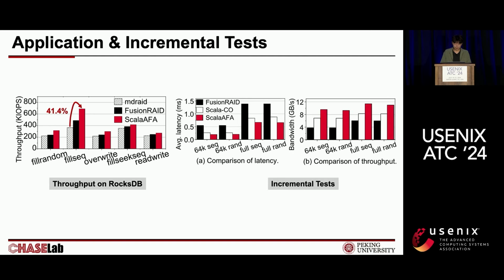Finally, let me show the result of the incremental test. Compared with FusionRAID, ScalaAFA improves the write throughput by 58% for its user space log-free design. Further, the conversion offloading enhances the throughput by 38%.